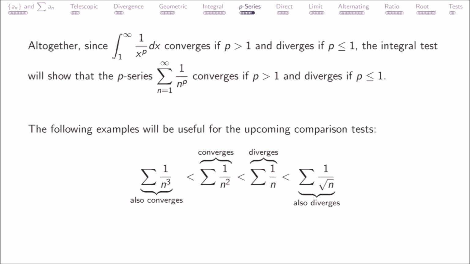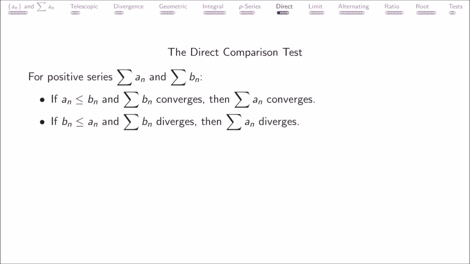The following examples will be useful for the upcoming comparison tests. The direct comparison test for positive series a_n and b_n. If a_n is less than or equal to b_n and series b_n converges, then series a_n converges. And if b_n is less than or equal to a_n and series b_n diverges, then series a_n diverges.